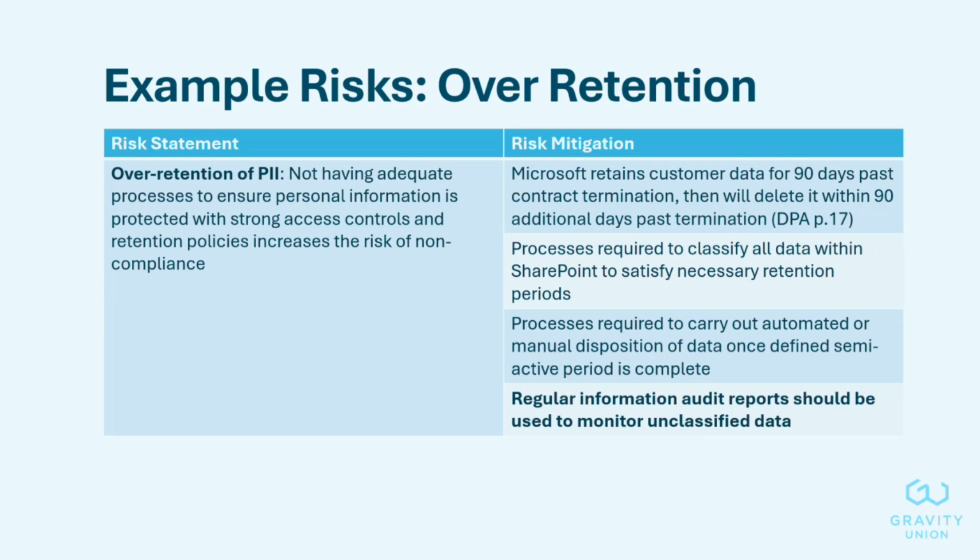As well, another risk mitigation step is to partake in regular information audit reports to monitor any unclassified data. So if individuals are storing information that is outside of previously scoped SharePoint sites and libraries, or audits on their OneDrive accounts.